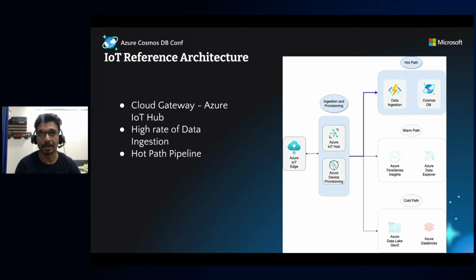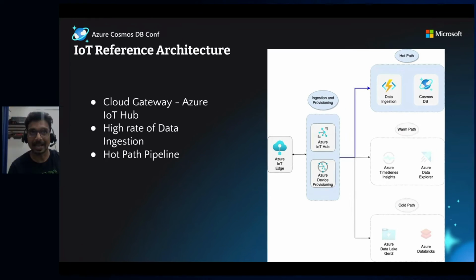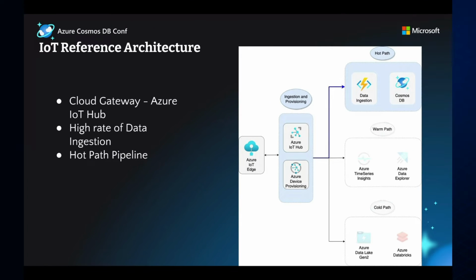At a high level, there are three ways you can process data: hot path, warm path, and the cold path. The hot path analyzes the data in real time as it arrives. In the hot path, telemetry must be processed at very low latency. The data is pulled out of IoT Hub, the Azure function, the data ingestion function, gets triggered, does the minor transformation, and stores that into Cosmos DB.